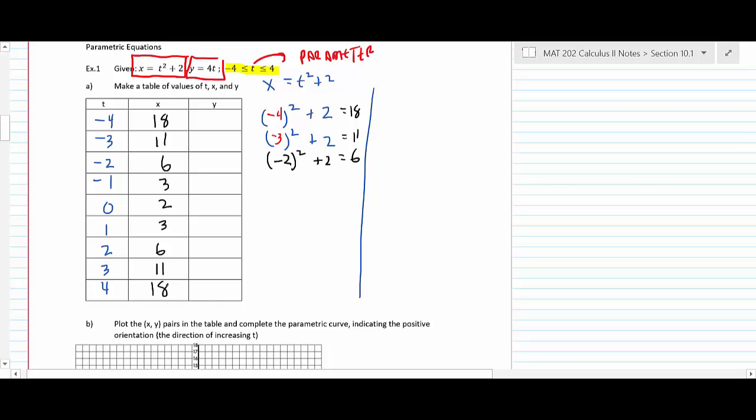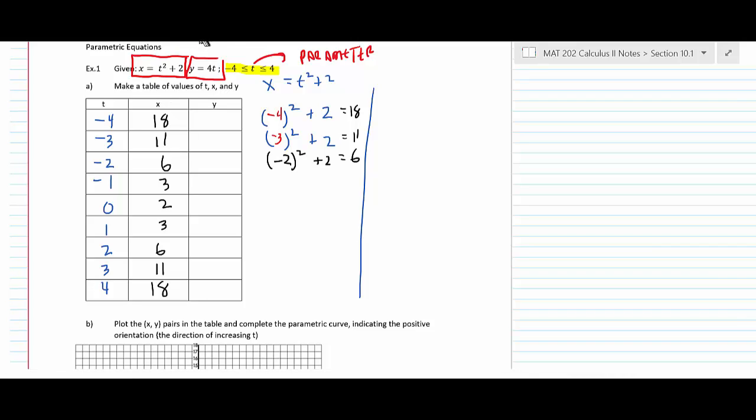Okay? A real fast way to generate those is just to put that in your graphing calculator. And I'll show you how to do this in a minute here on the graphing calculator. Okay, any questions so far? That should be real easy.